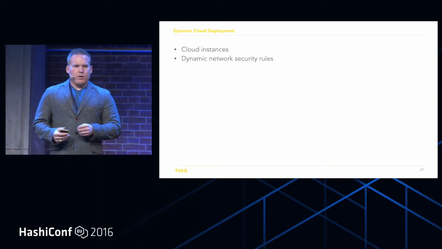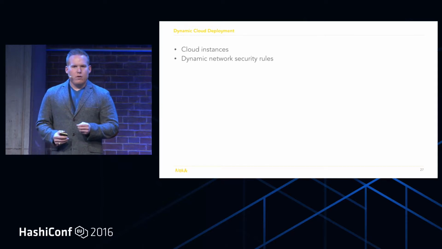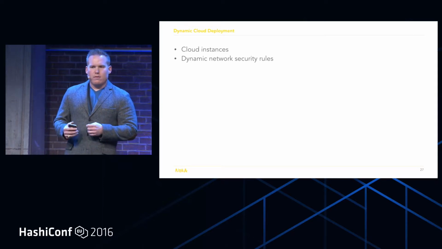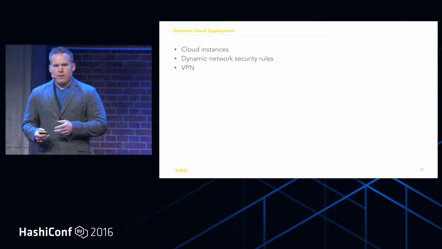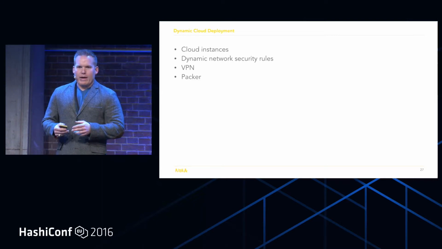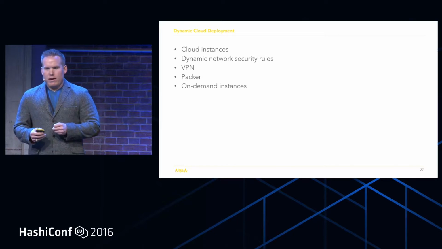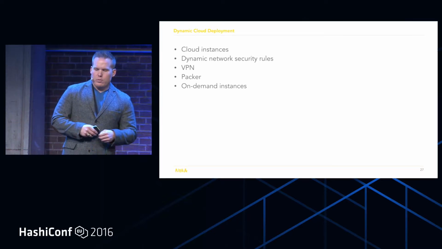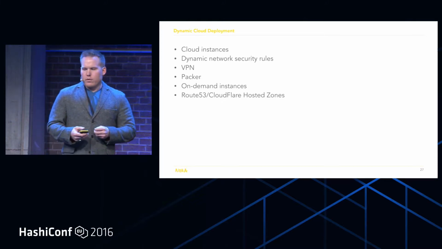We have dynamic security rules, so you might not necessarily have routes all the time. You could spin up instances and those routes be spun up at the same time. We have VPNs. These VPNs may exist all the time, or they may not. We pack our images, and we pack every image. We have on-demand instances. This relates back to the VPN that I mentioned earlier. Route 53 or Cloudflare hosted zones.